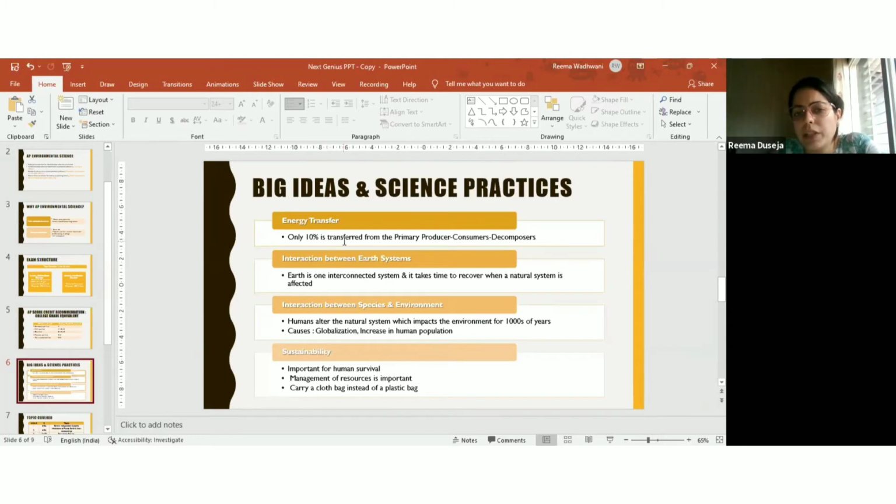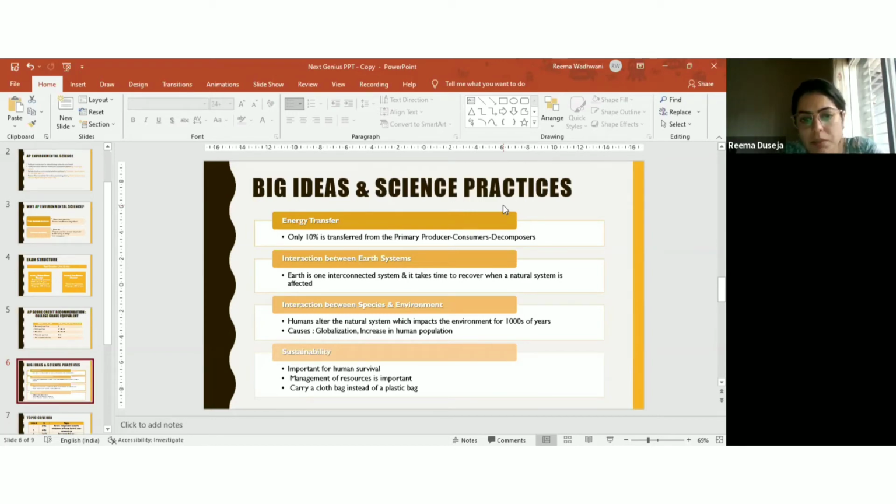Basically only 10% of the energy is transferred from a primary producer, that would be the grass or the plant or the trees, to the consumer and to the decomposer. So for a very basic food chain, being the cow consuming grass and a tiger or a lion consuming that cow, the energy transfer is only 10%, because the remaining energy is wasted in transpiration, wasted in metabolism, running away from prey, digestion, and all of that. We'll also look at the energy transfer in the water cycle and all of that as well.